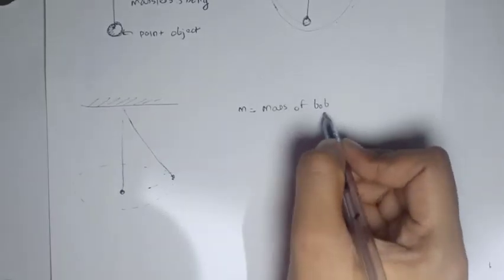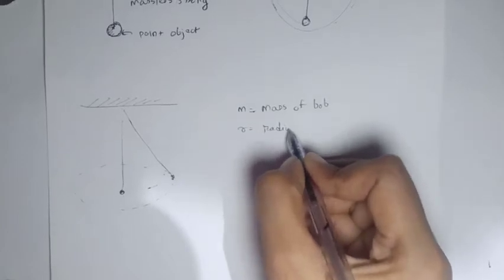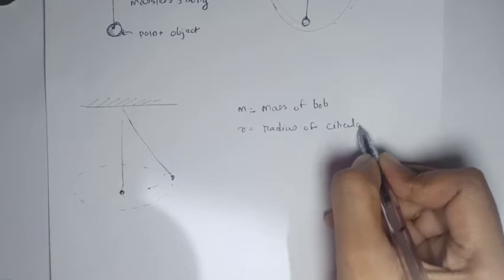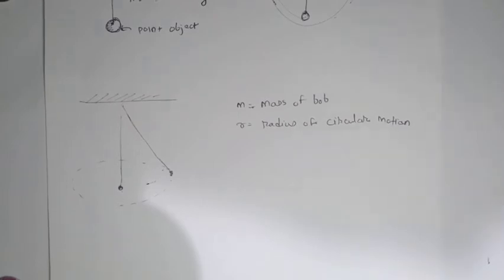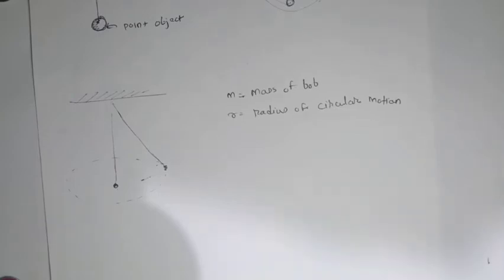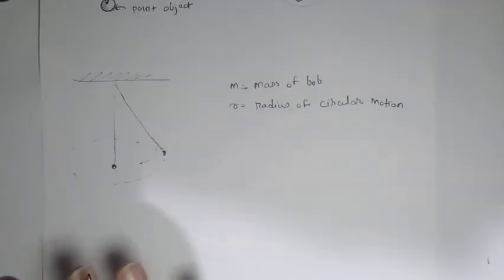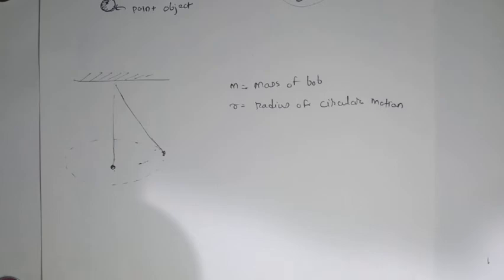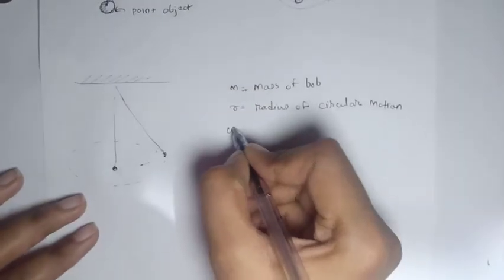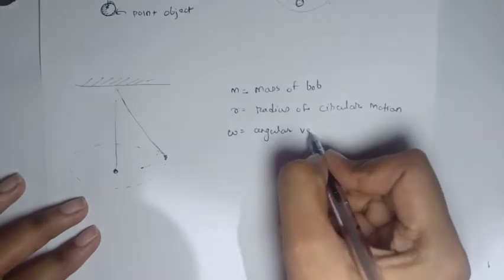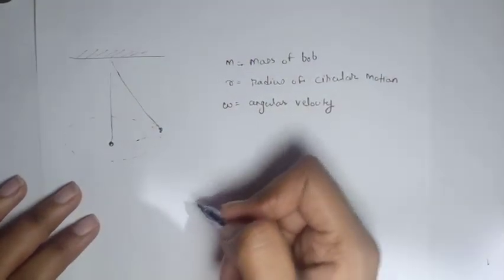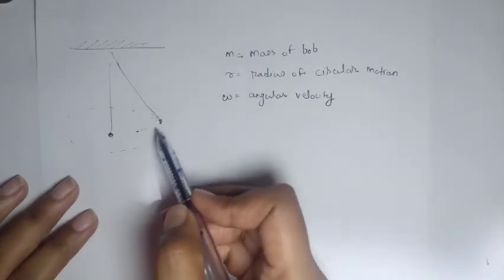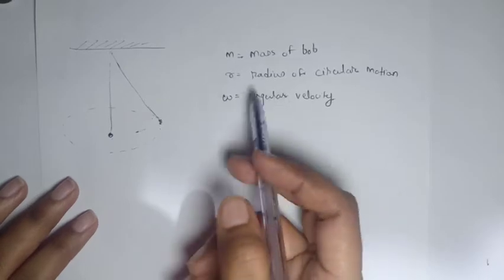the mass of the bob, r will be the radius of the circular motion or circular path. Next, v will be the velocity with which the object is moving. Up to last year you studied in terms of v. This year we are going to study in terms of omega, because omega is the angular velocity. It is easier to calculate angular velocity rather than v.